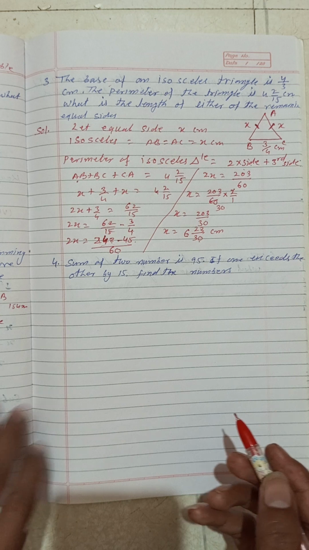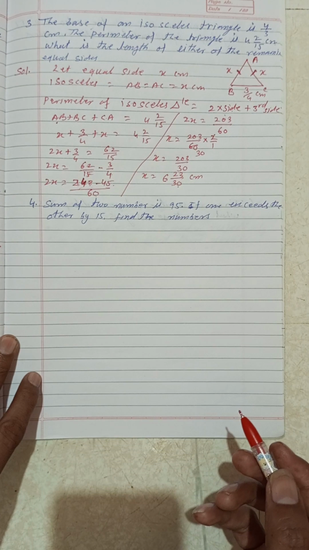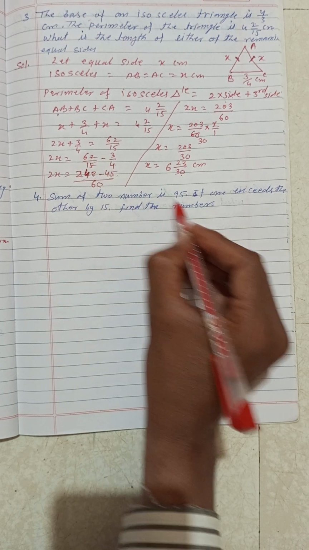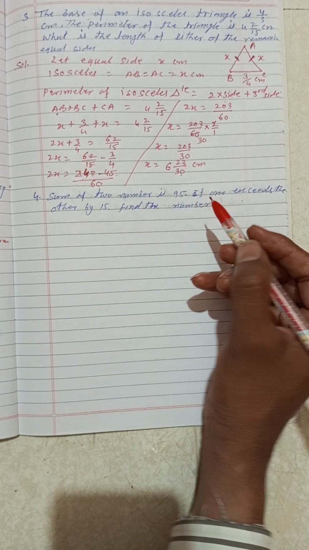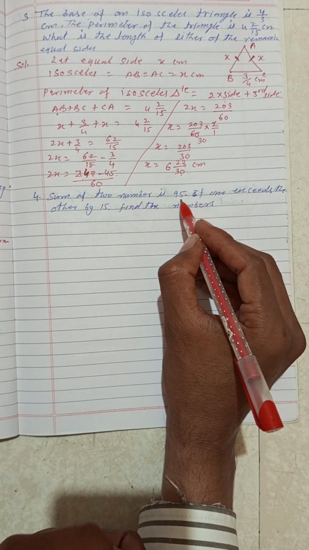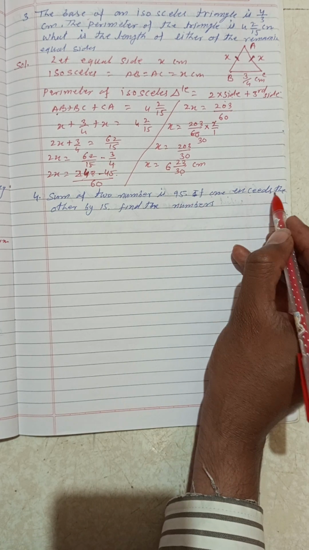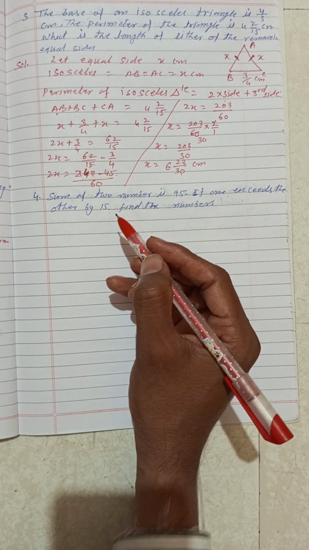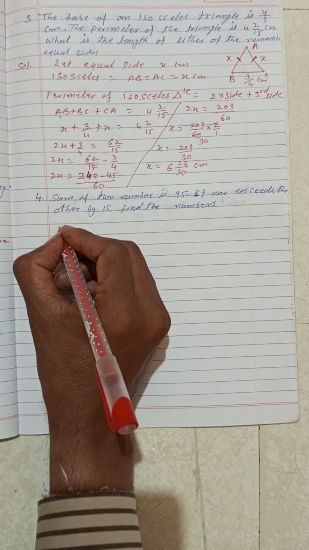Next we are going to take question number 4. In question number 4, we have to find that the sum of two numbers is 95. Two numbers are there, that if we add them, then it becomes 95. If one exceeds the other by 15, one number is more than the other number, and that is 15. Find the numbers.